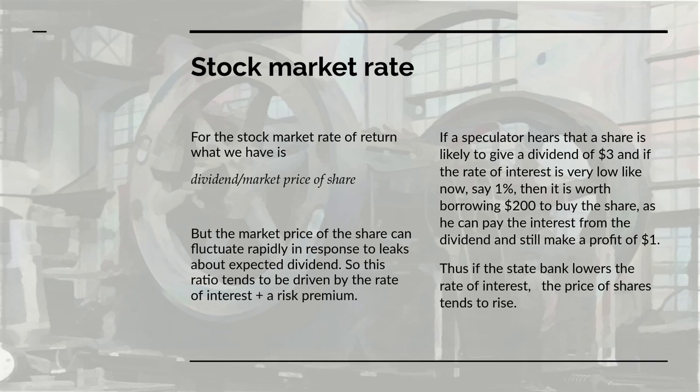Suppose a speculator hears that a share is likely to give a dividend of $3 this year, and if the rate of interest is very low, as it is now at 1%, it will be well worth his while borrowing $200 to buy a share, since he can pay the interest off and still make a profit of $1. So thus, if the state bank lowers the rate of interest, the price of shares tends to rise. He wouldn't offer a full $300 for the price, which would be the equivalent to the rate of interest, because he can't be sure that the leak about expected dividends is correct.